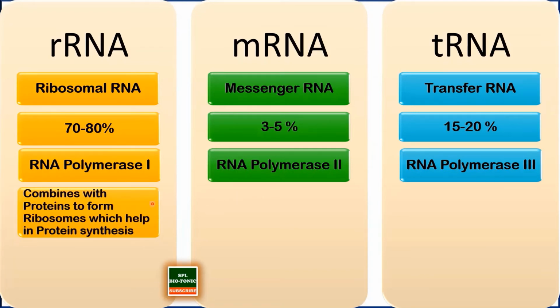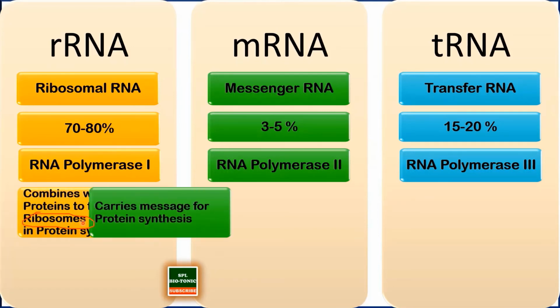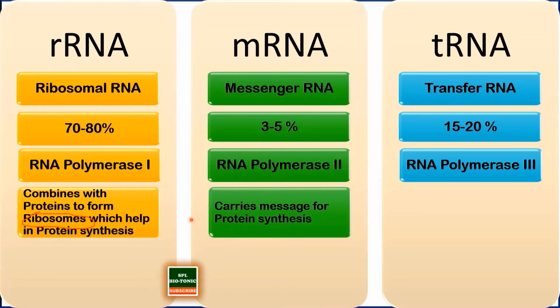Now, as far as functions are concerned, ribosomal RNA combines with proteins to form ribosomes, which help in protein synthesis. We know that ribosomes are called the factory for protein synthesis. So these ribosomes are made up of rRNA plus proteins. Now in case of messenger RNA, as the name says, it carries the message for protein synthesis. It is like a recipe book in which you can see all the recipes of different menus.